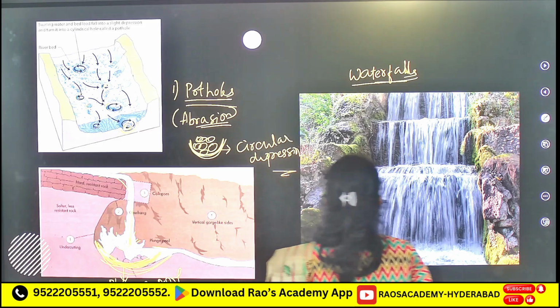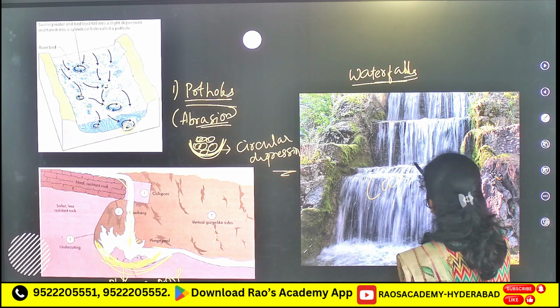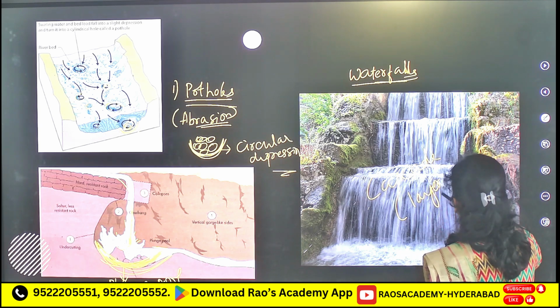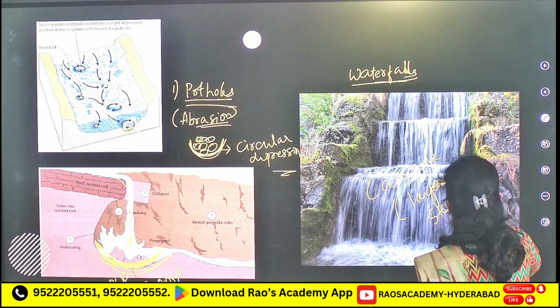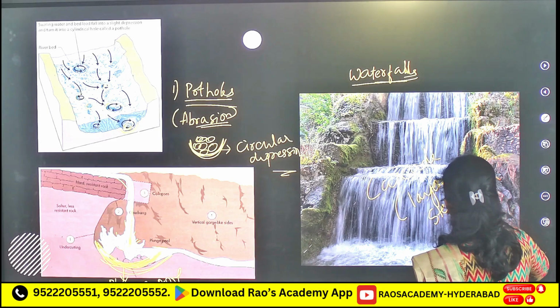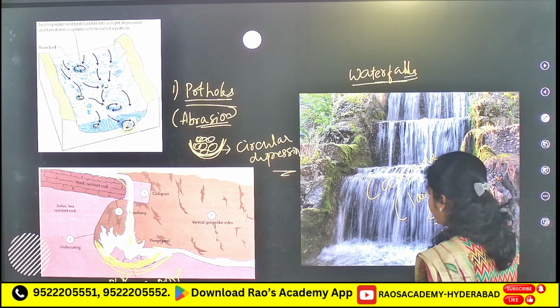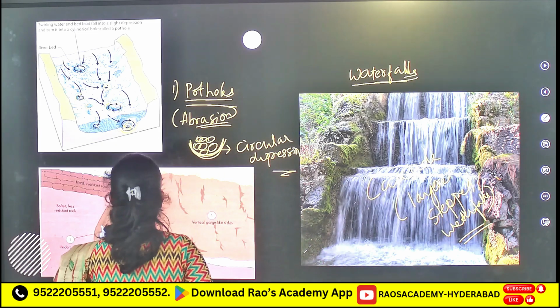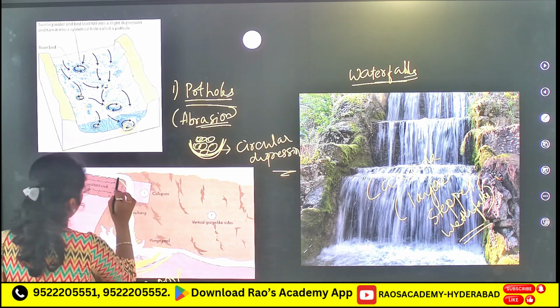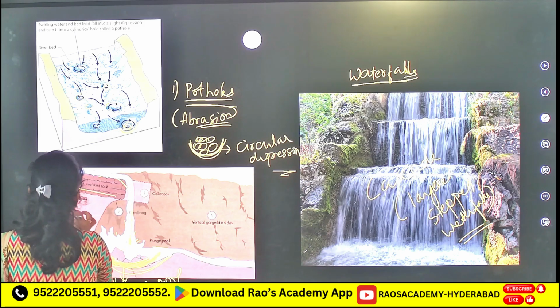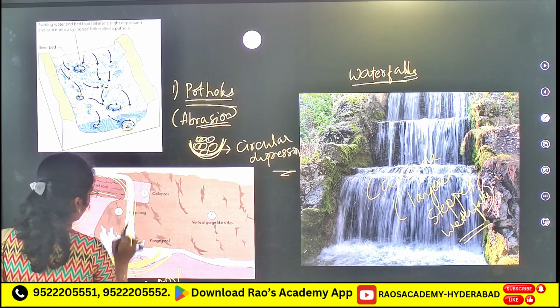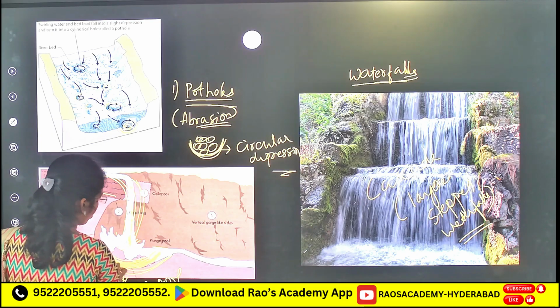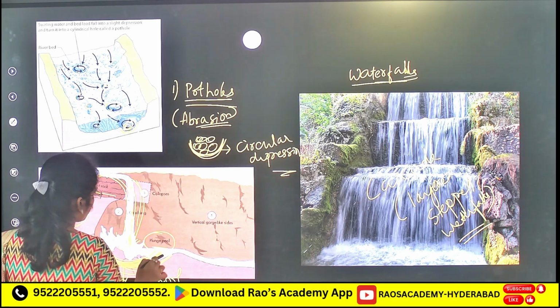Waterfalls, and this is a cascade. Cascade is a layered or stepped waterfall. Now this large vertical fall is known as a waterfall, you know. Hard rock, softer rock. From here it is eroding. Here also erosion is going to happen, and this is known as a plunge pool.